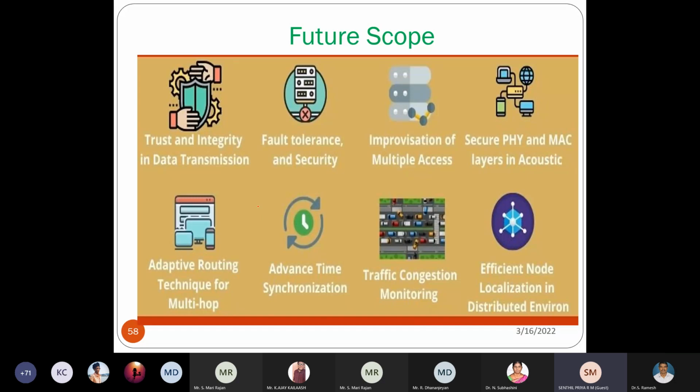Nowadays, underwater communication, worldwide communication is going to be implemented. We can see some optical communication underwater system from India to somewhere, I am not aware of exactly the place, but it is implemented. So underwater worldwide communication is implemented. And for efficient location environment, we are going for all the traffic, not only the traffic congestion, other systems are also going to be monitored. And we have adaptive routing and multi-hopping systems and advanced time synchronization system. So this is the future scope.